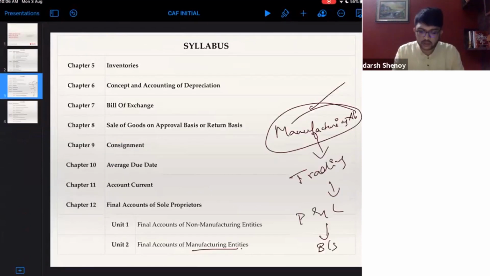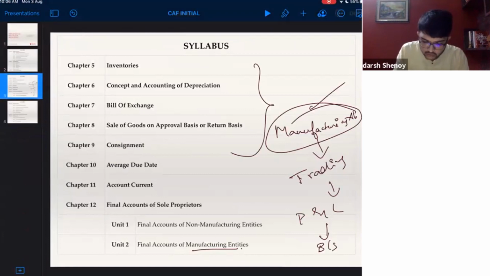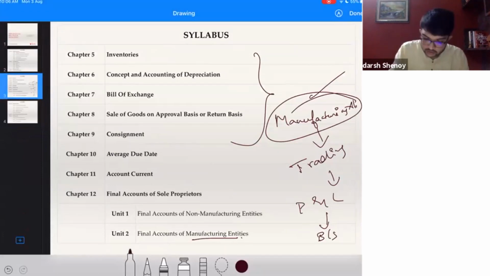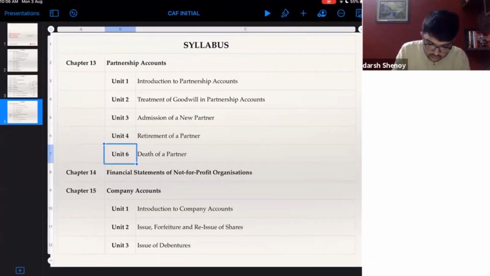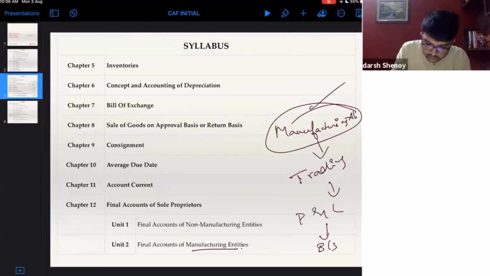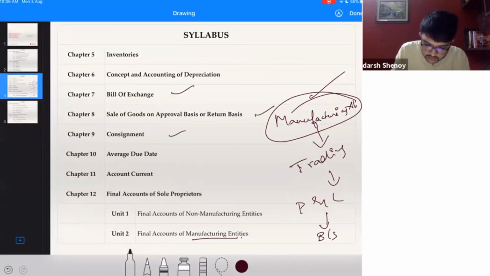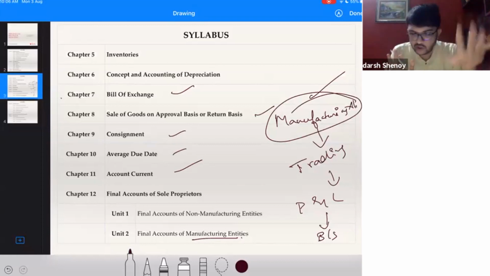Then there are some more things over here also. They have put all of this in one chapter. These 5 chapters, from here: bill of exchange, sale of goods, and so on. All these 5 chapters, chapters 7 to 11, they have put as one chapter, accounting for special transactions, and made these units. Again, according to me, that is not exam oriented. From an exam point of view, it's better if you study it independently, because bill of exchange might not be so important. Sale of goods on approval basis might not be so important, but consignment is important. Average due date is important.